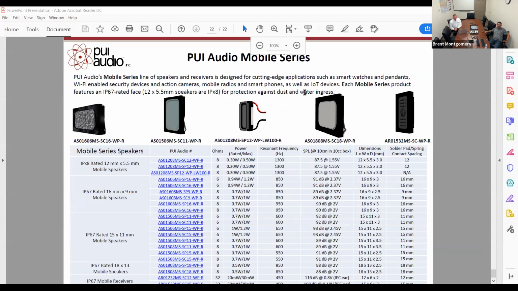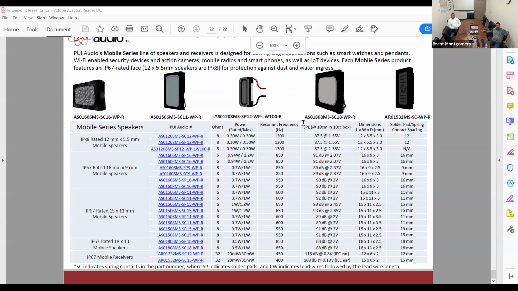For customers that are using speakers in IoT devices that are more wearable, such as a watch, a pendant, or just a very small device that you can place almost anywhere, they're choosing our PUI Audio Mobile Series speakers. These are typically what you find inside of a cell phone, and they come in sizes ranging from 12 by 5 millimeters all the way up to 18 by 13. In some cases, we're able to do larger sizes, such as I think 25 by 11 or something like that. And we can do these in different impedances as well. And these are mounted in plastic or metal.